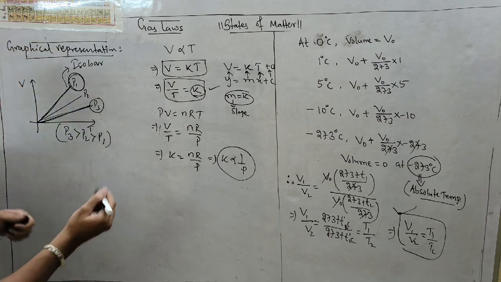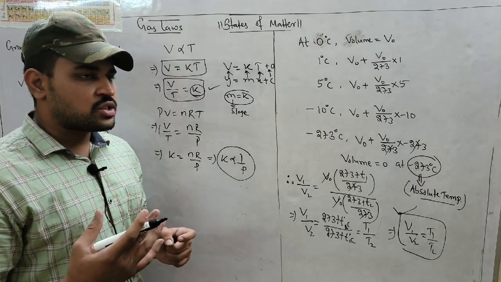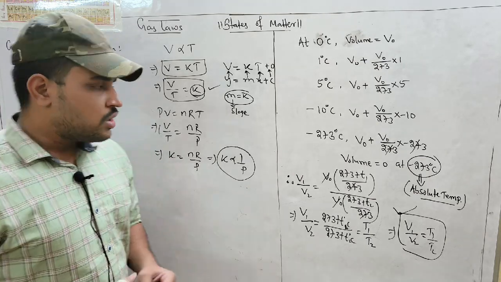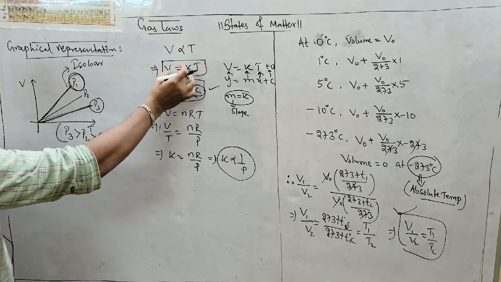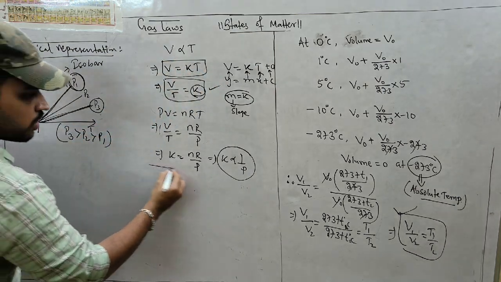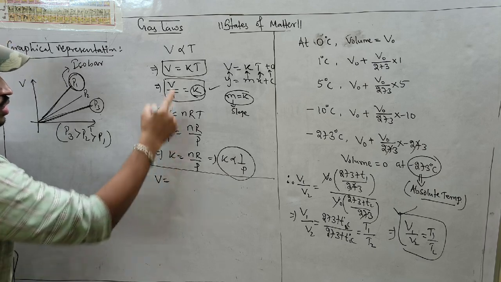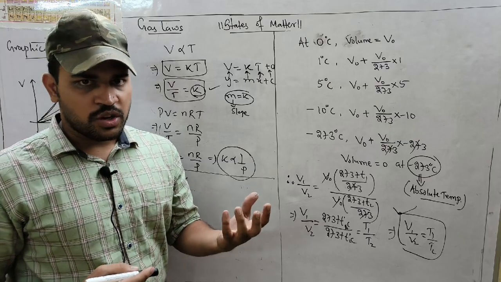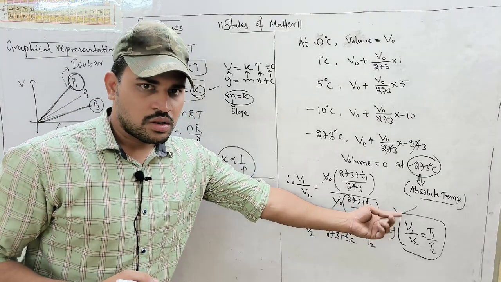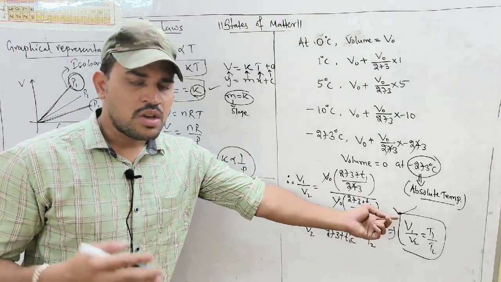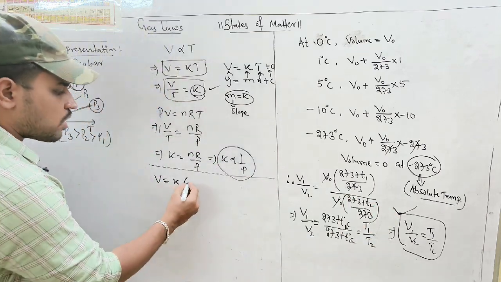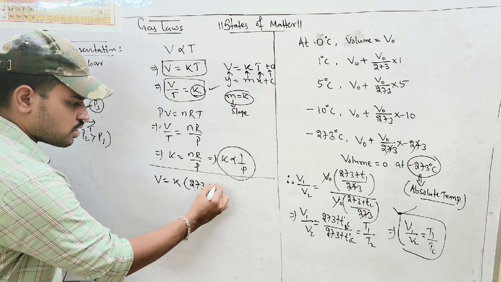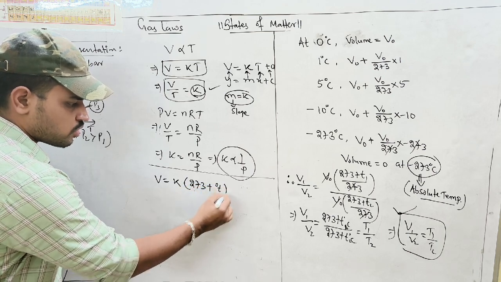And next, what we are going to understand is the concept of absolute temperature, how to identify absolute temperature in the graph. Okay, so when volume is equals to K into T, T means what? Generally, we are writing it in degree centigrades. If you mention it in the form of kelvins, fine. If you mention it in degree centigrades, we have to convert it into kelvins: 273 plus temperature in degree centigrades. Hope you're getting my point.